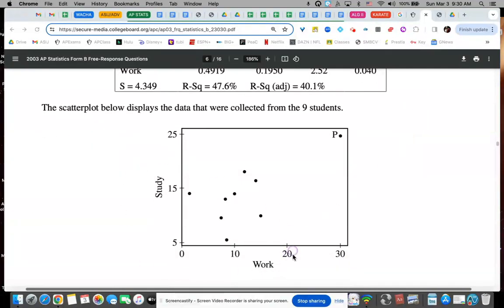You'll see they have a scatter plot here, work and study. And they labeled this piece, so I can tell right away we're going to be talking about influential points. They have a kind of clump, and then they put a point way over on the right. And we're probably going to be talking about how this moves around or how it affects the graph, which is what we're doing.